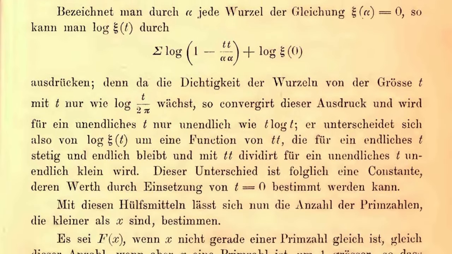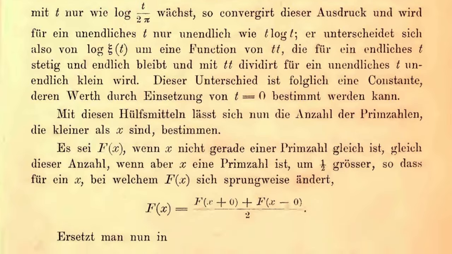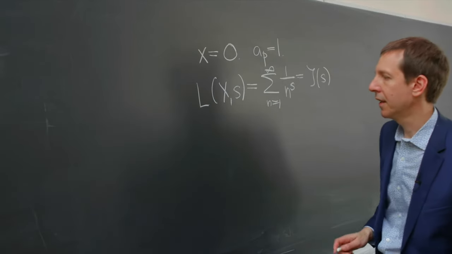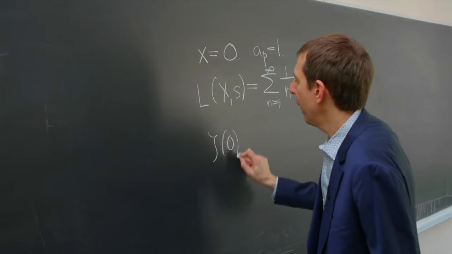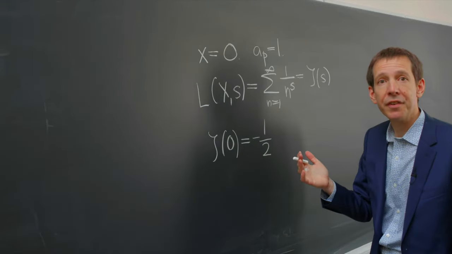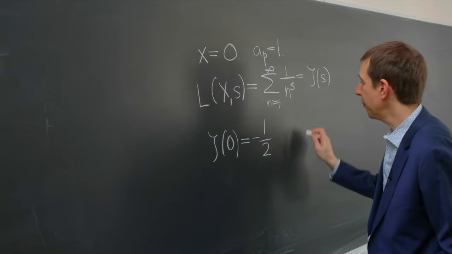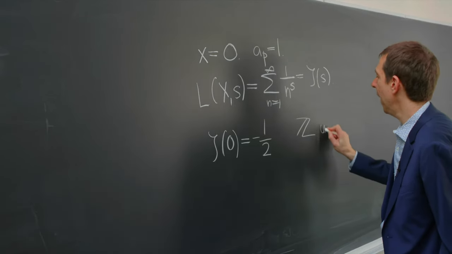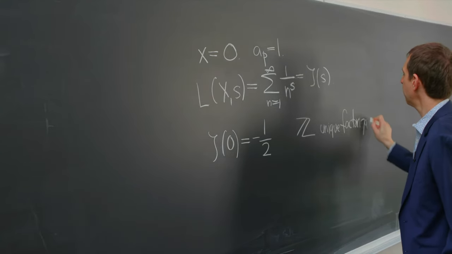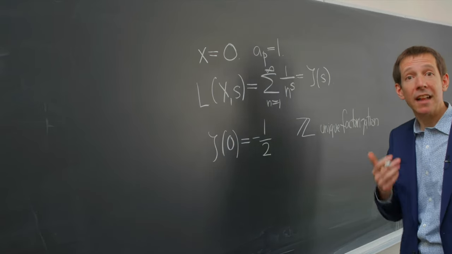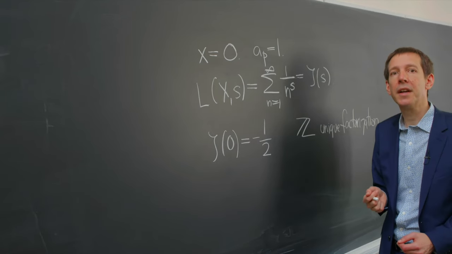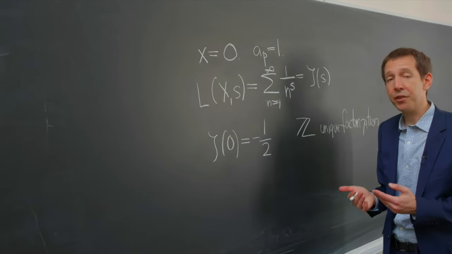But there are more basic relations between the zeta function and arithmetic than simply counting prime numbers. Here are two more examples. The fact that zeta of 0 is equal to minus a half turns out to be equivalent to the fact that the integers have a unique factorization. This is a special case of the Dirichlet class number formula, which relates special values of certain L functions associated to number fields to the orders of class groups.